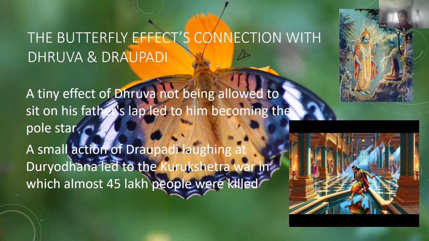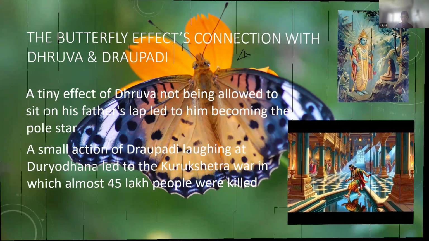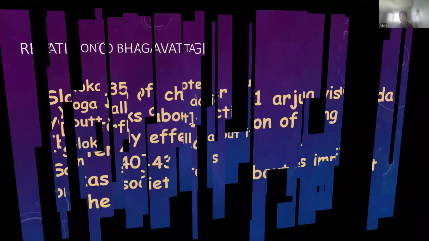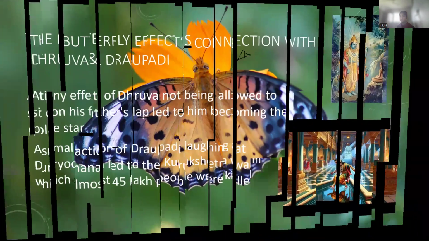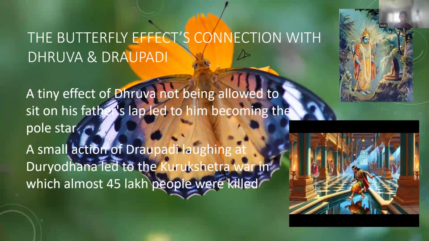Now, how we connect it to Draupadi is that a small action of Draupadi laughing at Duryodhana led to the Kurukshetra war, in which almost 45 lakh people were killed. In the epic Mahabharata, there is a significant moment when Draupadi laughs. This happens during the Rajasuya Yajna, the grand ceremony organized by Yudhishthira. In this event, Duryodhana, a key antagonist, falls into a pool of water, mistaking it for a solid floor due to its crystal clear nature.